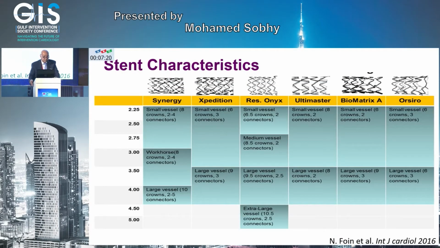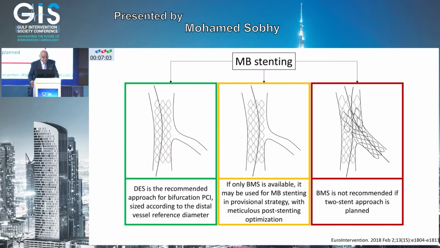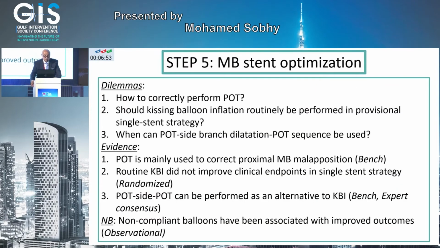You have to know the Synergy, Xience, Alpine, Resolute Onyx, Ultimaster, BioMatrix, or Serenity. You have to know these are completely different, but regarding the result, Resolute Onyx is for the extra large vessel, 4.5 to 5. DES is the recommended approach in bifurcation PCI in the main branch according to the distal vessels. If only BMS is available, it may be used for main branch stenting.